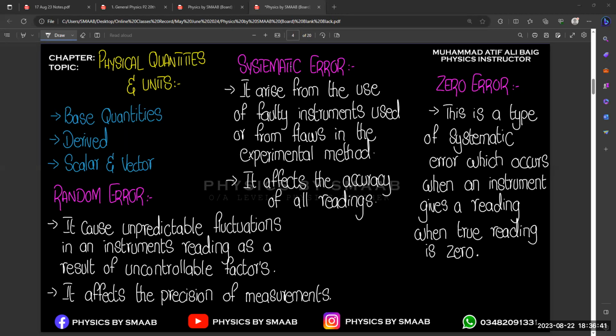So don't worry about that. We just need to record that reading, that there will be an error of this value or this quantity. And after finalizing our result, we need to add or subtract that value from the final result, right? So this is the concept of zero error.